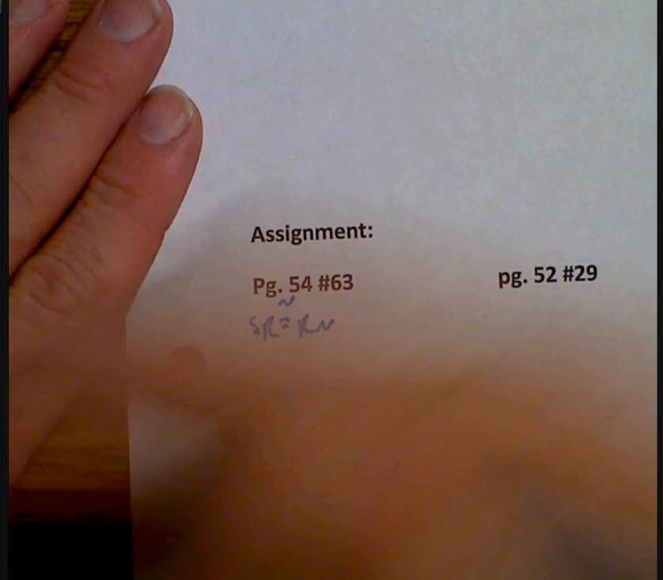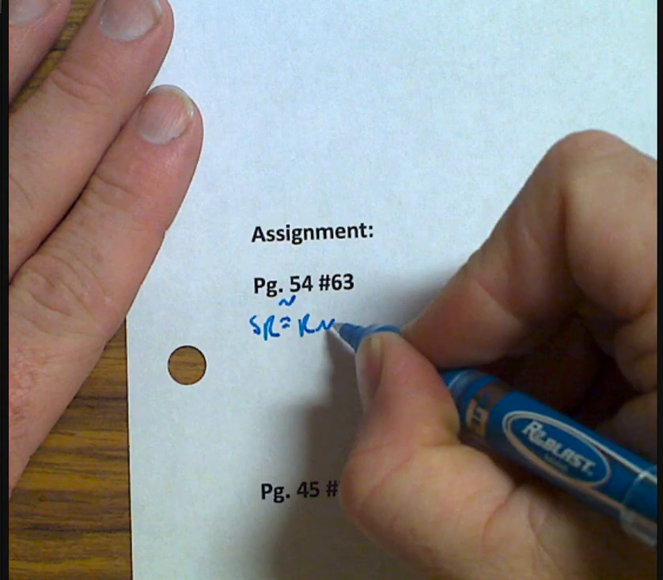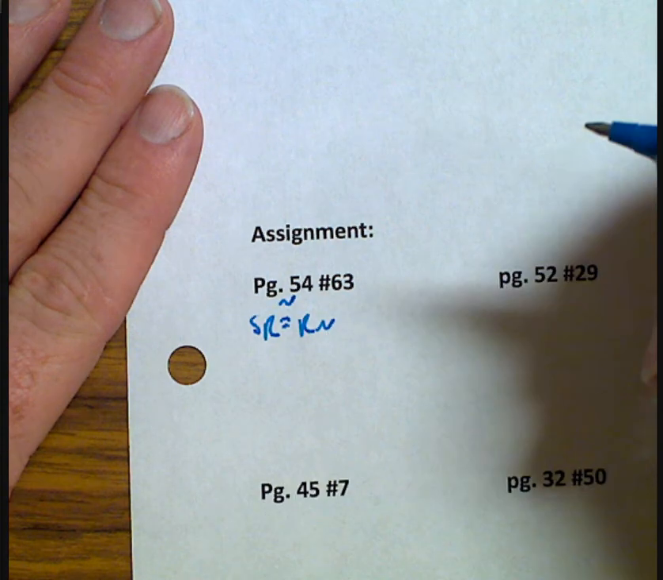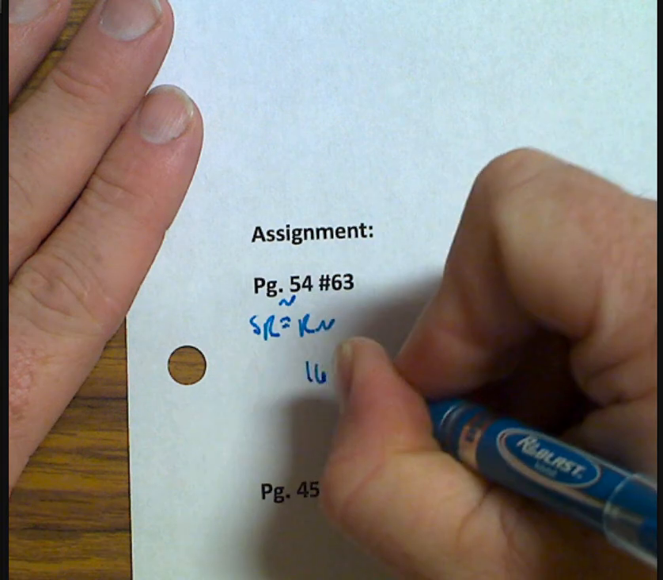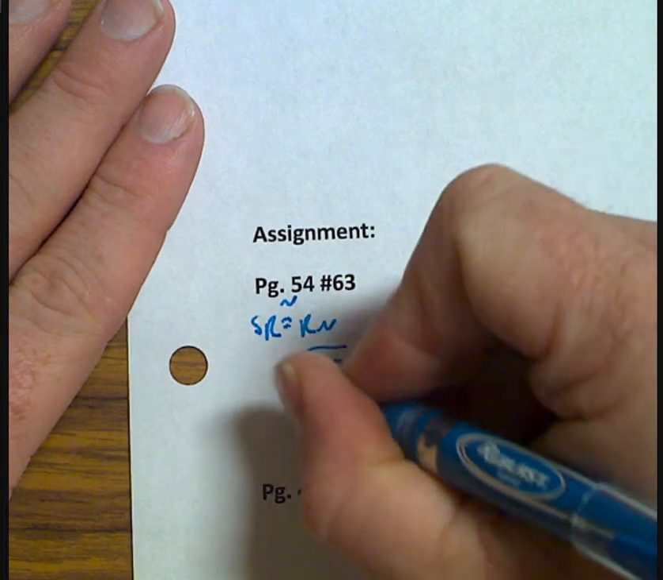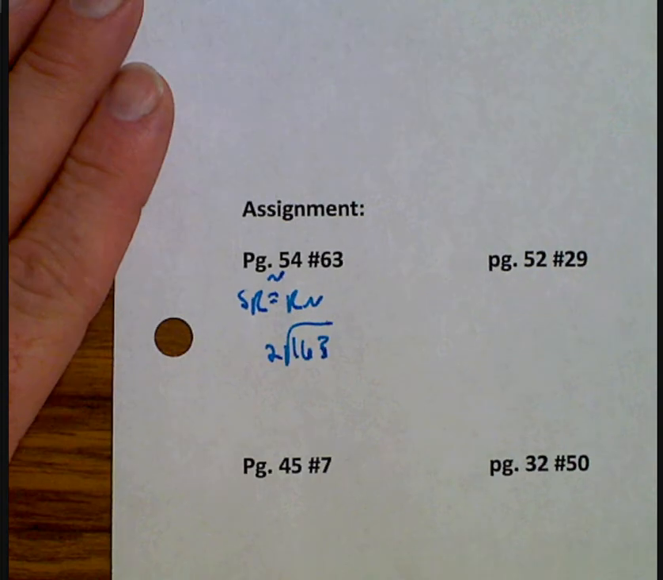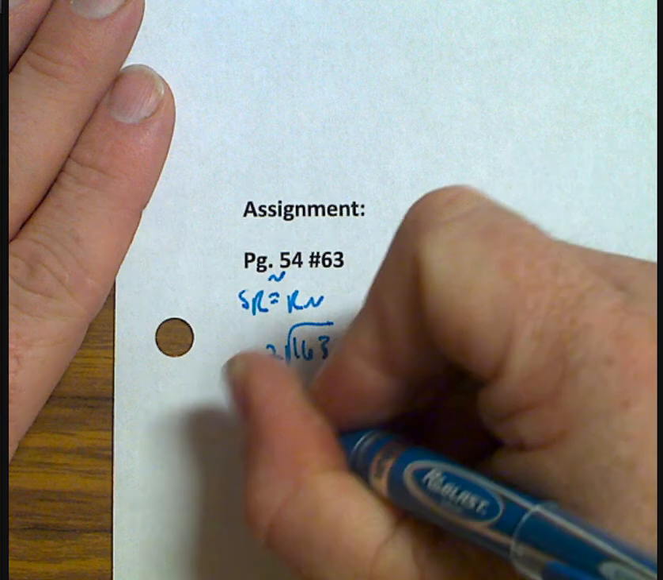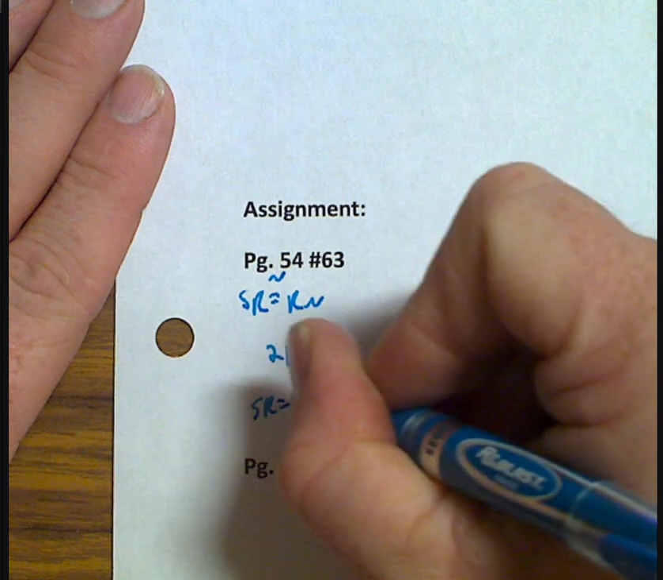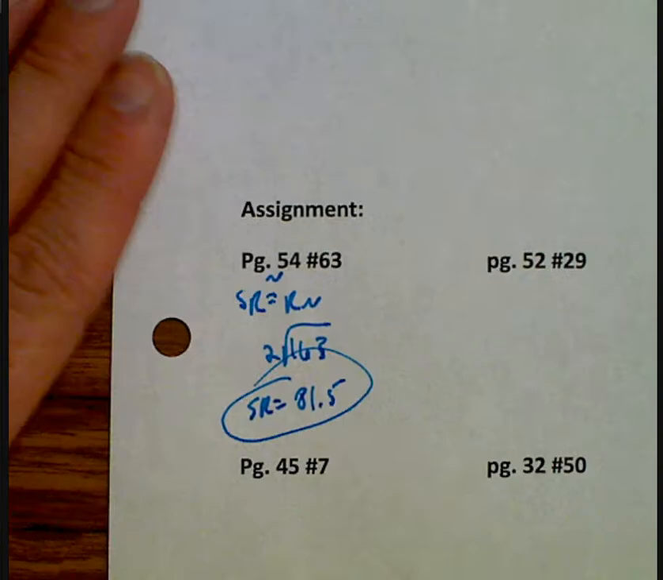If I know that SN, the entire thing, is 163, then I have to divide this by 2 because it is halfway between, which we would get 81.5 degrees. So SR would equal 81.5 degrees.